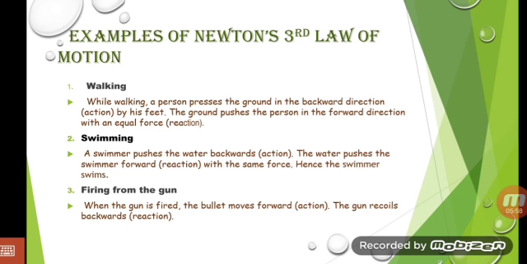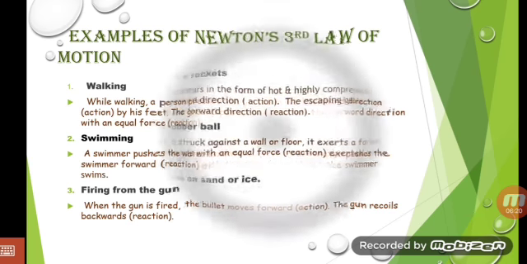Next, firing from the gun. When the gun is fired, the bullet moves forward. This is the action, and the gun recoils. That is, it exerts an equal and opposite force on your shoulders. Therefore, it is said that while firing, the shoulders should be kept tight. Otherwise you will be hurt, because the force with which the bullet comes out of the gun is the same force applied on the shoulders.